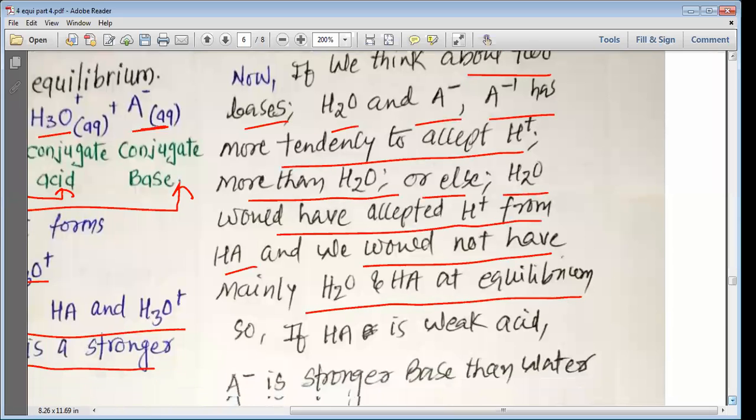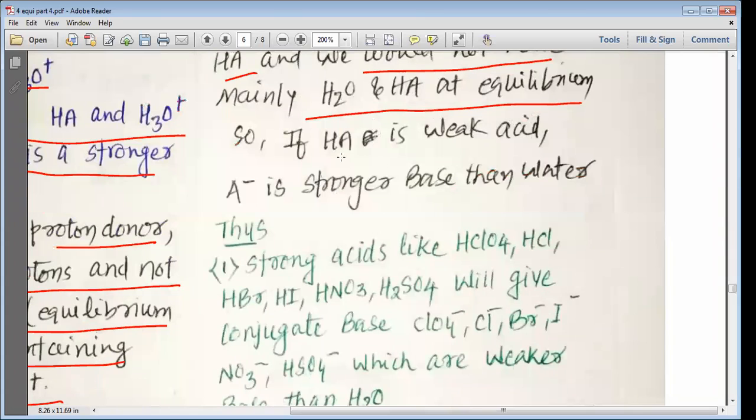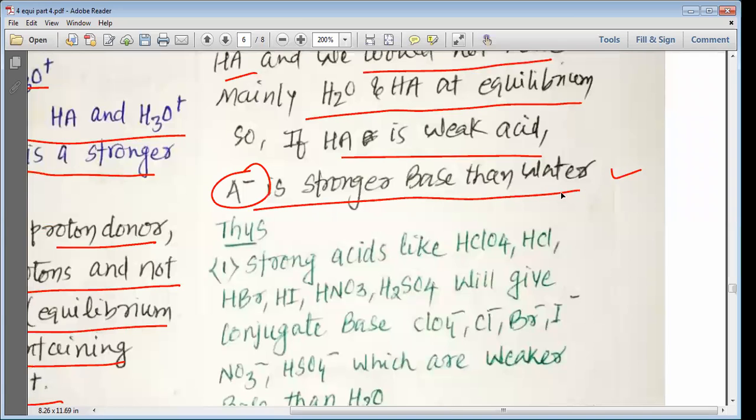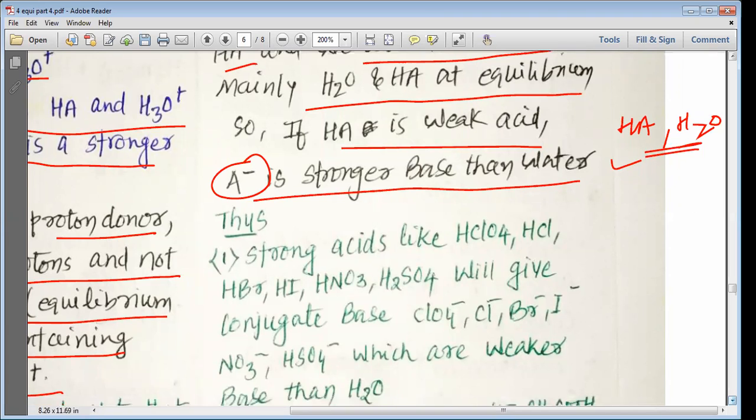So my dear students, if HA is a weak acid, A minus is a stronger base than water. So if HA is a weak acid, its conjugate base A minus will be a stronger base than water, and that is why it will shift the equilibrium towards the reactant side, and at equilibrium we will have mostly the reactants HA and H2O. So this is how we can say what can we say?